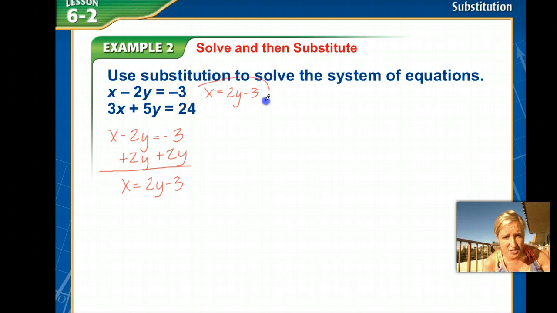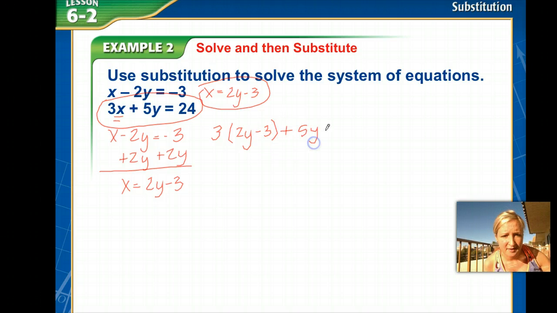So I have this equation here that I'm going to use, and this second equation here. And I'm going to follow the same rules as I did in example number 1. So example 2 is just adding that extra step to solve one of them for x or y. Wherever I see an x in this equation, I'm going to substitute 2y minus 3. So I have 3 times (2y minus 3) plus 5y equals 24.